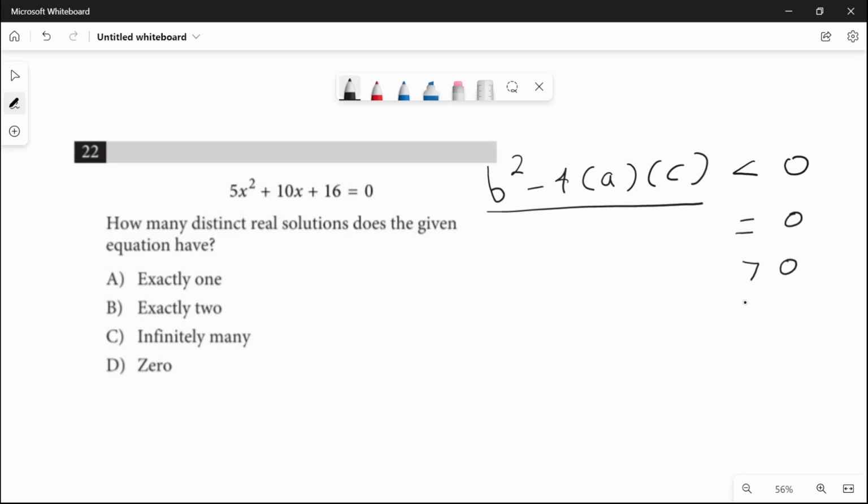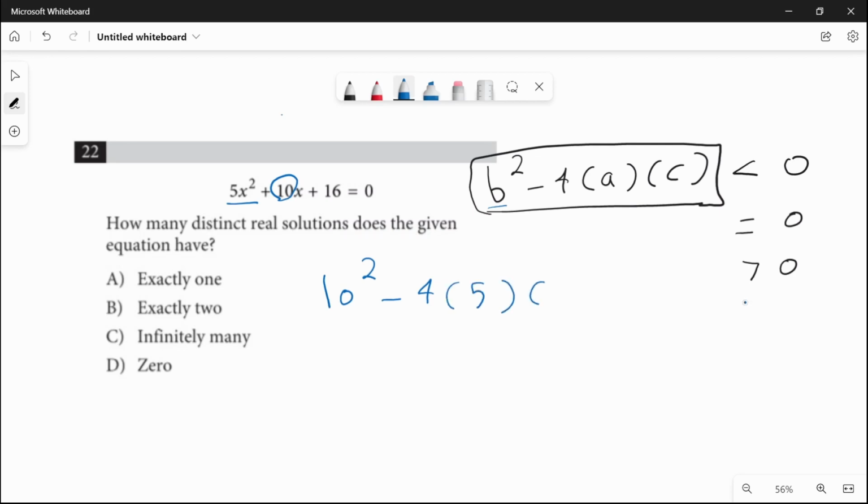So now let's plug in the values of b, a, and c into the expression here and find out how many solutions we have. So first, the value of b. The value of b is the coefficient of x, which is equal to 10. So 10 power 2 minus 4 multiplied by a, which is the coefficient of x power 2, which is 5, multiplied by c, which is equal to 16.